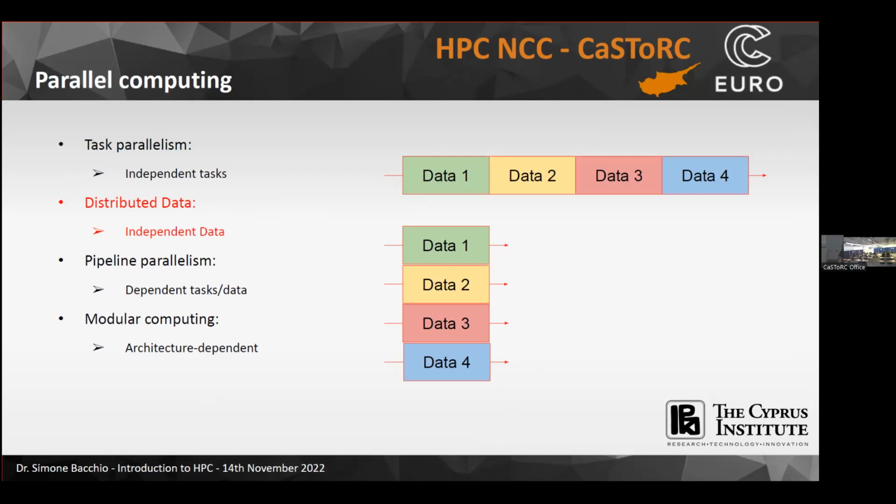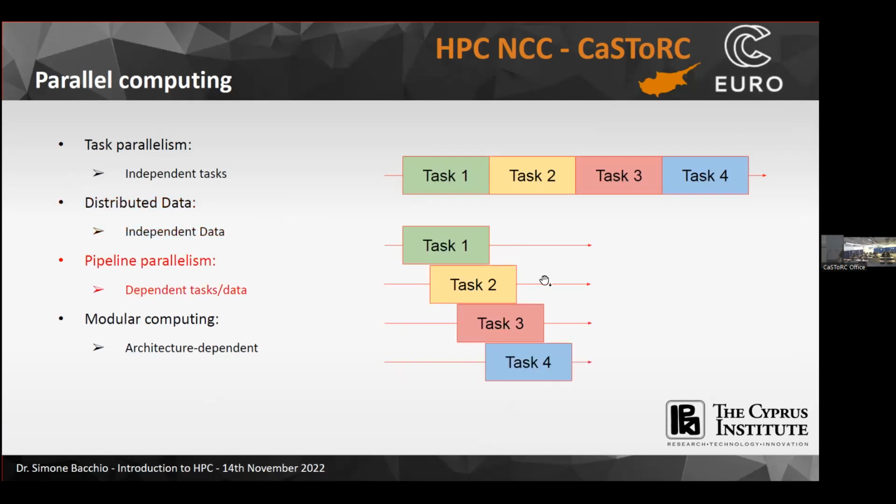There are cases though where data parallelism is not enough. So what you may want to do is a combination of the two, a kind of pipeline parallelism, where you process data and tasks together in a fancier approach. But this is more advanced.